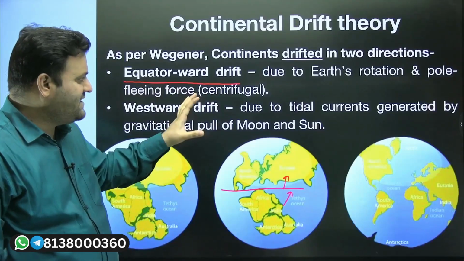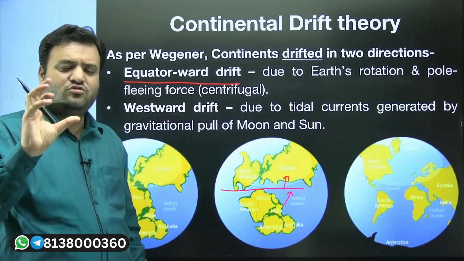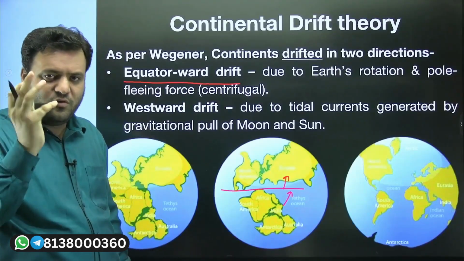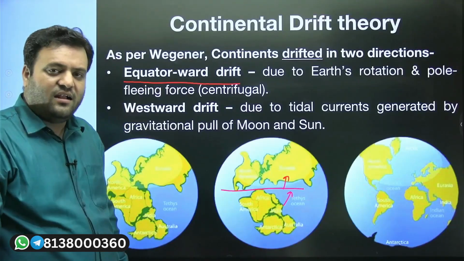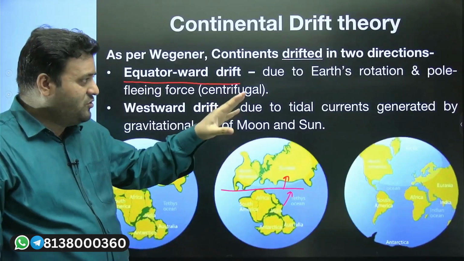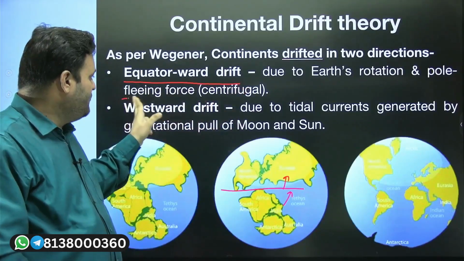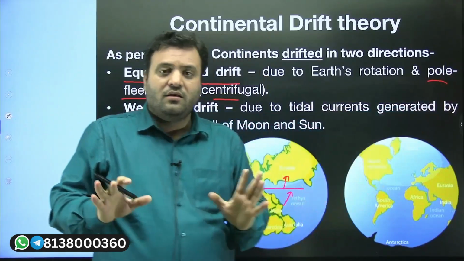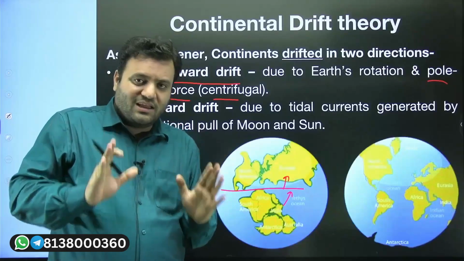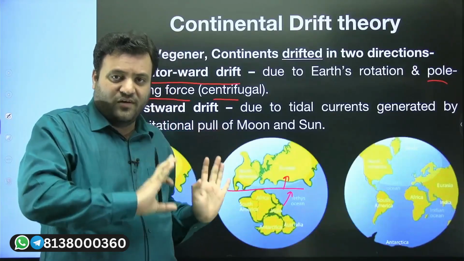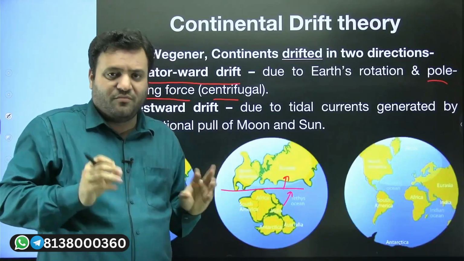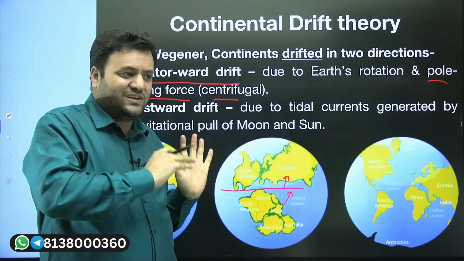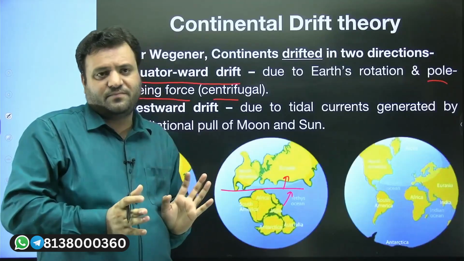So he said that when the Earth rotates, there is one force which is generated, and Wegener cited that that force was the pole fling force. See, what I am telling you is basically the words of Wegener. These are not words of mine. These are the words of Wegener in order to justify his theories.